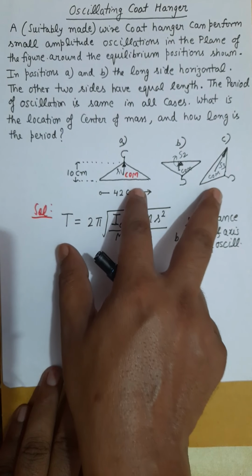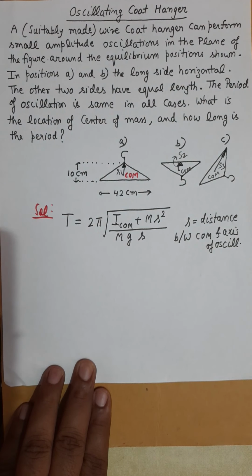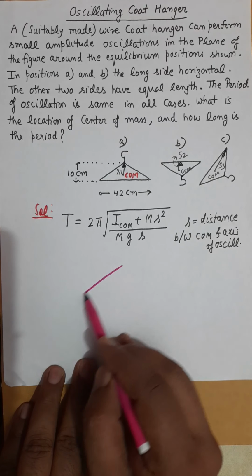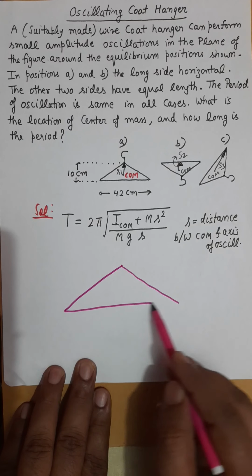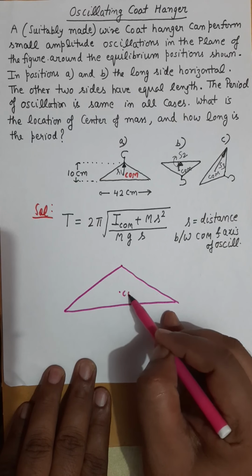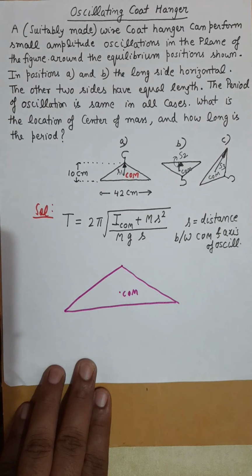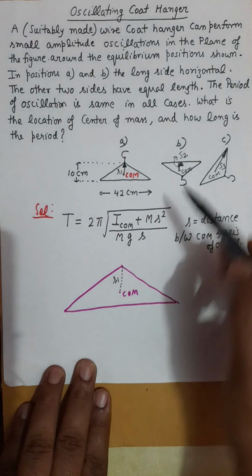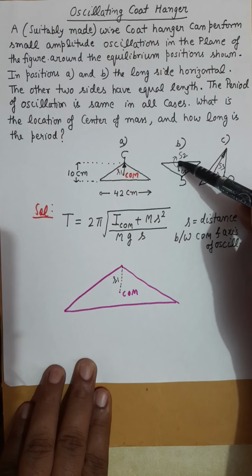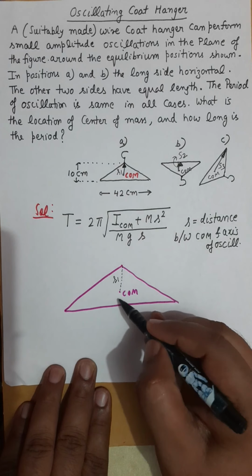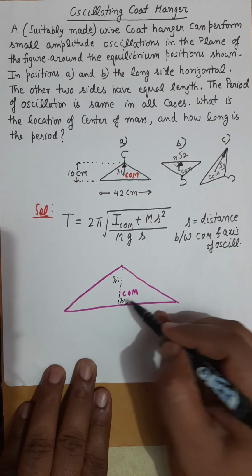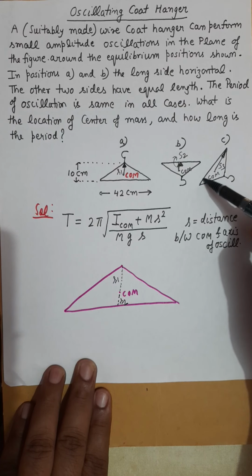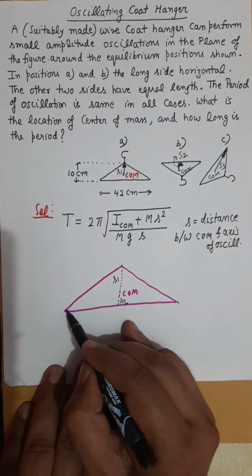So let me draw this triangle, and I will represent S1, S2, S3 in the same triangle. So this is my triangle now. The center of mass is at this point, right? S1 is denoted as this distance. S2, remember, is the distance of the center of mass from the midpoint of the longer side. So this is S2, and S3 is the distance of the center of mass from the end point of the longer side. So this is our S3.